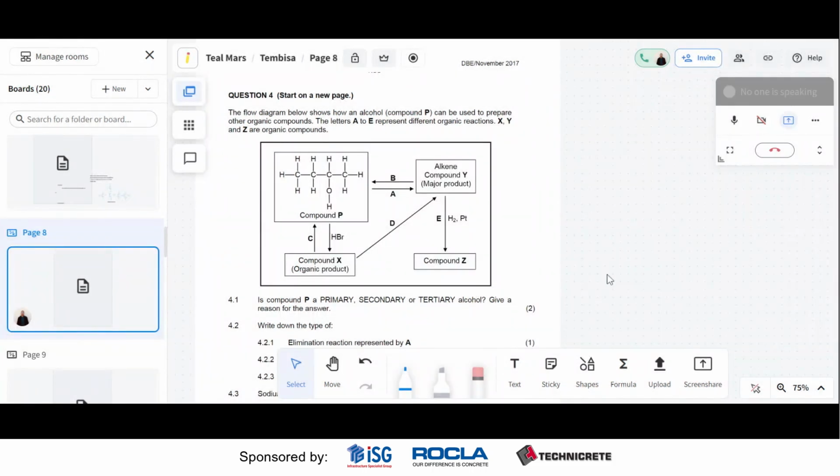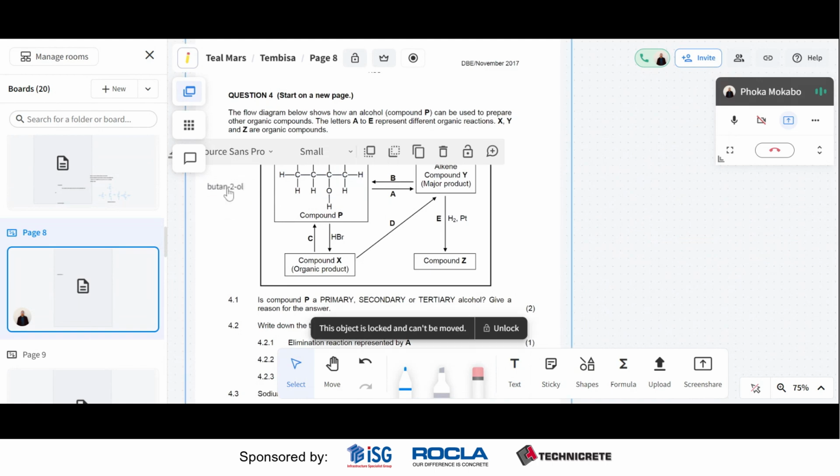Okay, so let's have a look over here. Compound P looks to be an alcohol, so let's label that. Compound P is an alcohol, and specifically because it has four carbons, it is butanol, and the alcohol is attached to the carbon in position 2. So you have butan-2-ol.